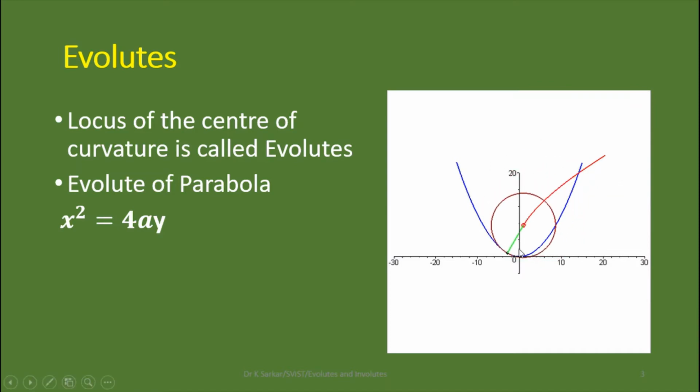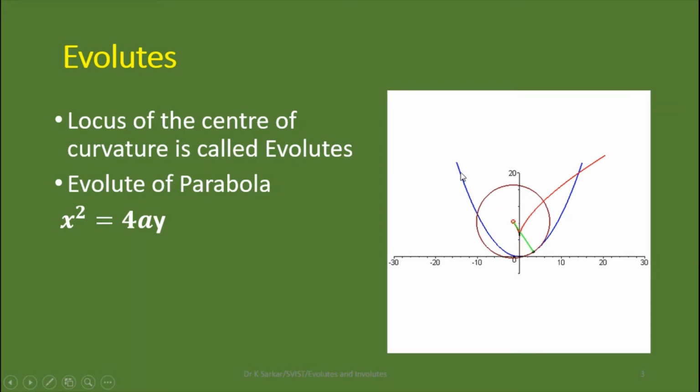The blue curve is the parabola x square equals to 4ay. And the red curve here is the evolute of the parabola x square equals to 4ay. The green line is the radius of curvature and the circular red curve is the circle of curvature. Here you notice that the point on the circumference of the circle of curvature is moving on the blue curve. And the green line, that is the radius of curvature, is decreasing and then it is increasing.